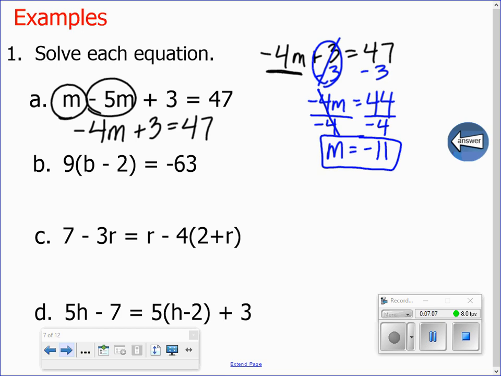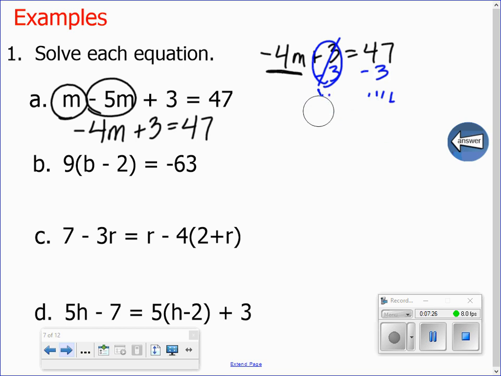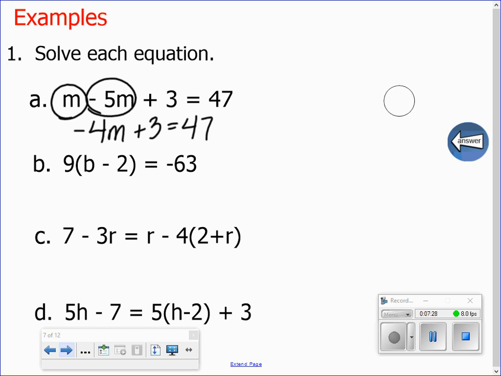Okay, let's look at another one. We're not going to do all of these examples that are on here, but let's look at C. If we have 7 minus 3r equals r minus 4 times 2 plus r. Remember that we are distributing first, or combining like terms. So our first step is to distribute if necessary. If we look at C, we see that there are parentheses here. So I do need to distribute.